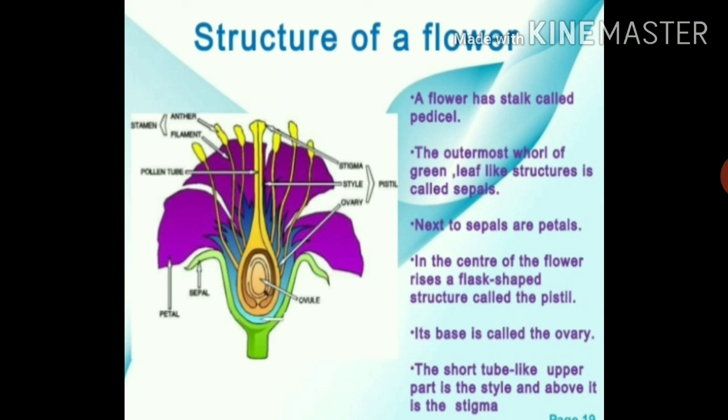So carpel is the female reproductive part of a flower. It has three parts, stigma, style and ovary. So carpel consists of three parts, stigma, style and ovary. The ovary contains tiny ball-like structures called ovules, which later become seeds. So these are the important parts of a flower. Other things we will discuss in the next video.